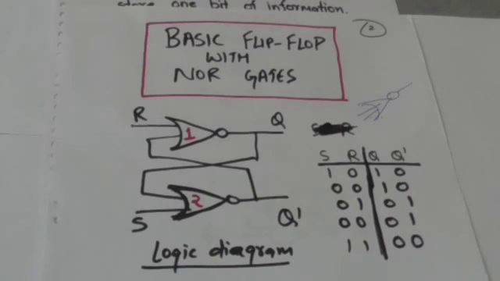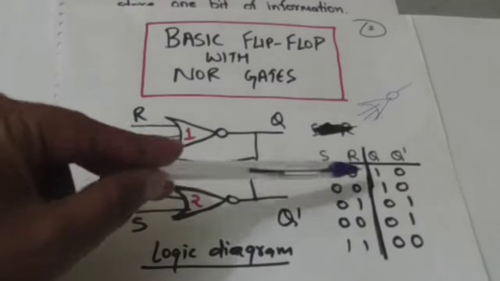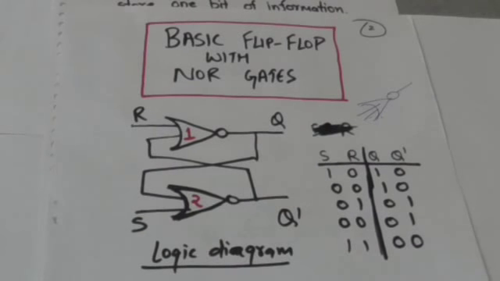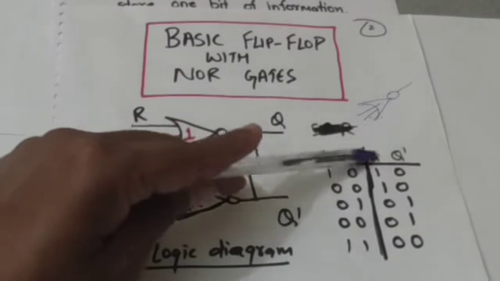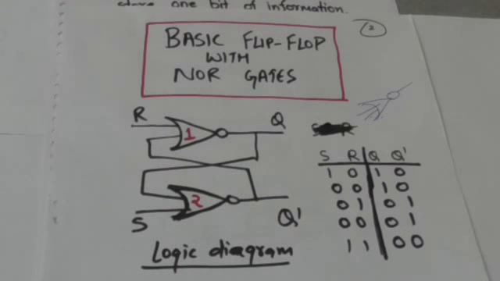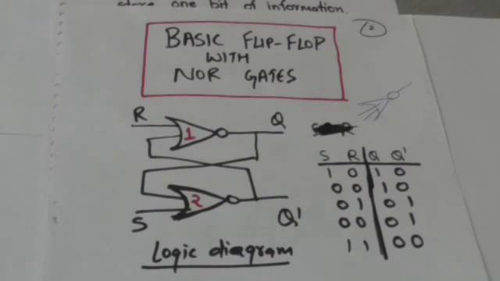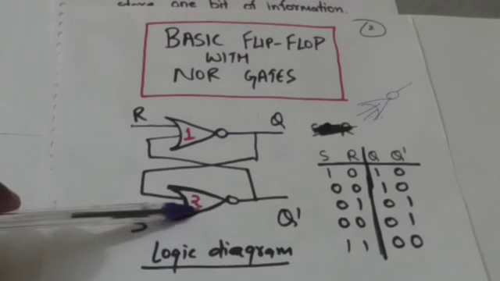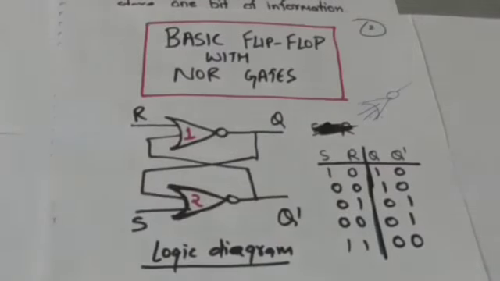Now, S becomes equal to 0 and R is already 0. Then in this case, the output will remain the same, because the value of Q is 1, which is one of the inputs of gate 2. So the output of gate 2 will be 0, that is, the value of Q' will be 0.